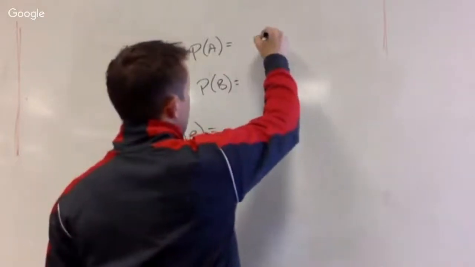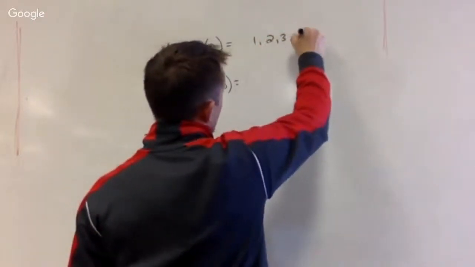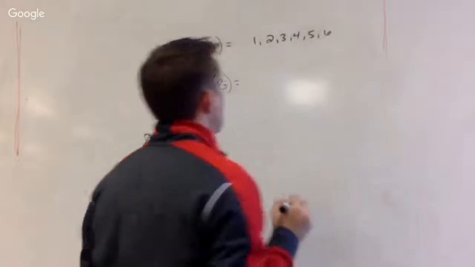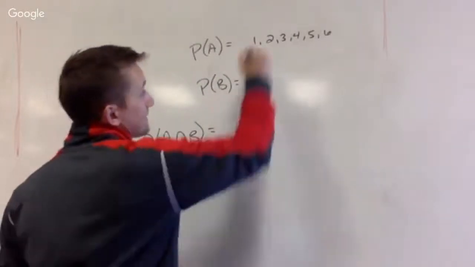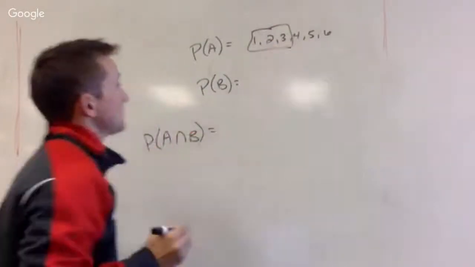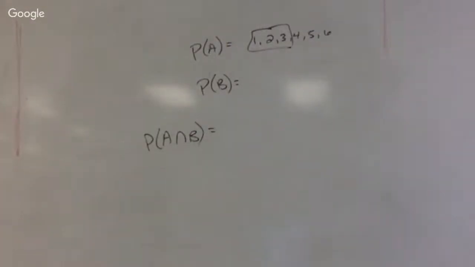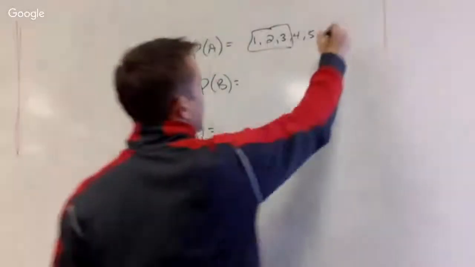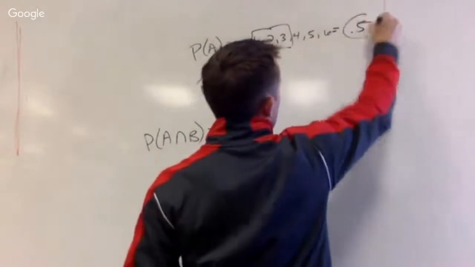Okay. So if we have, in that, you can always write it 1, 2, 3, 4, 5, and 6, right? So it says 3 or less, right? So really, it's that. Okay. So what would it be? 0.5, right? So the probability of A is 0.5.